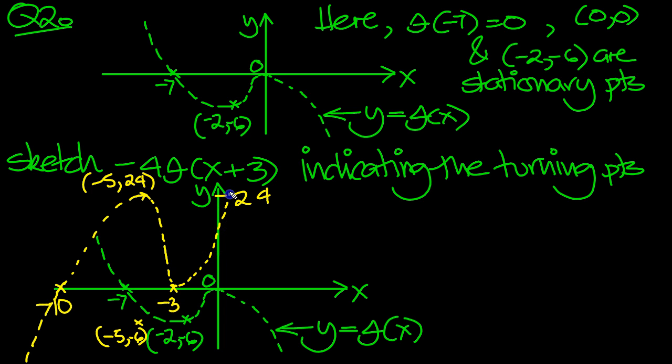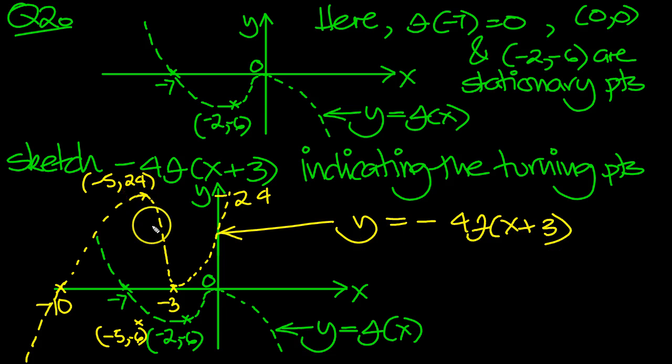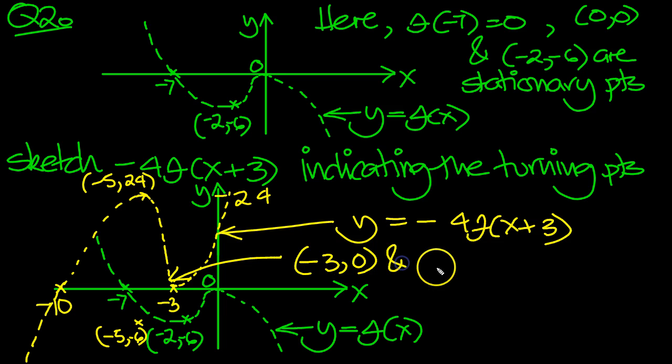So there's our new curve then. So we can mark that. This is y equals minus 4 lots of f of x plus 3. Now the turning points we've indicated: that's one. This is another turning point. So we better indicate that here. Minus 3, 0 and minus 5, 24 are turning points in this curve.